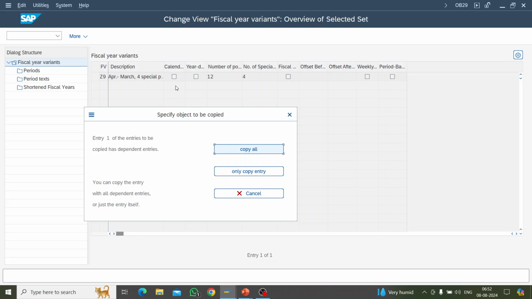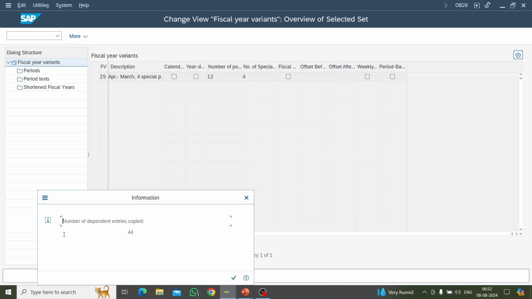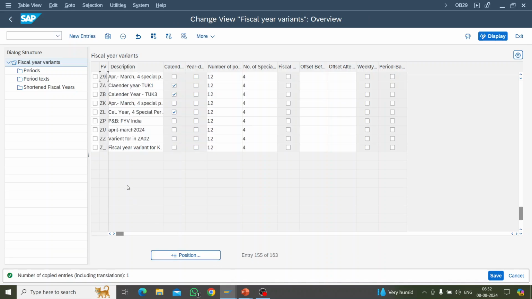It will say copy all. You have to copy all so that it will copy everything with regard to V3, whatever is there. Click here, it says 44 dependent entries got copied. Click enter and your G9 is put up over here. Anyway it is not a calendar year, so you cannot use year dependent; if you want you can make it, but in case of India it is not needed. So now all we need to do is save it in a particular TR.